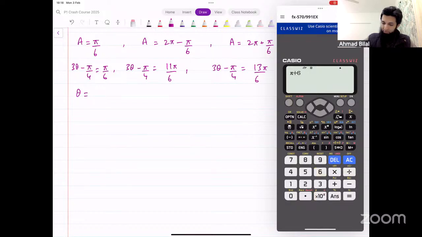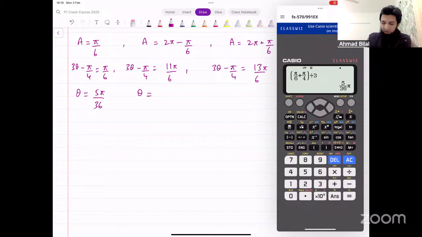Pi divided by 6. Pi over 6 plus pi divided by 4, and then this whole thing divided by 3, right? That will give me the value of theta here. This is 5 pi over 36. That's the first possible value of theta that I'm getting.